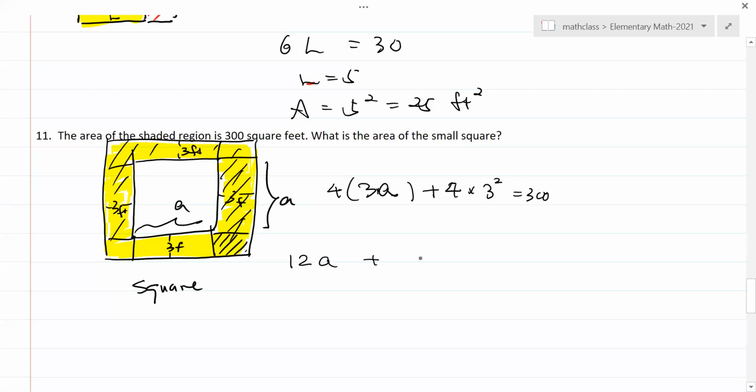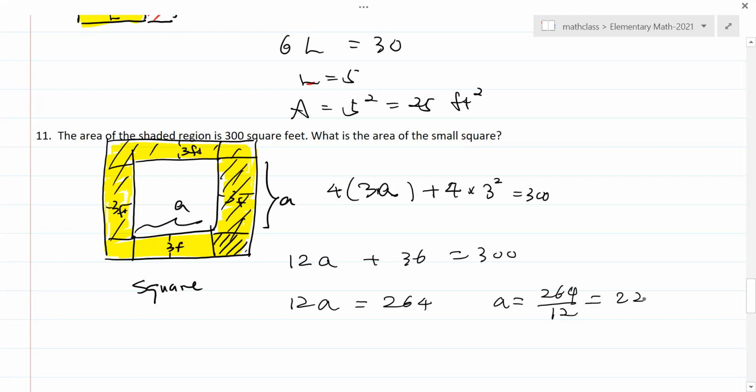12A plus 36 equals 300. Then you solve the equation. Okay, 300 minus 36, and then divide by 12. Step by step, you have 300 minus 36, 264. Then from here, you can find it, right? 264 divided by 12 is 22, right?